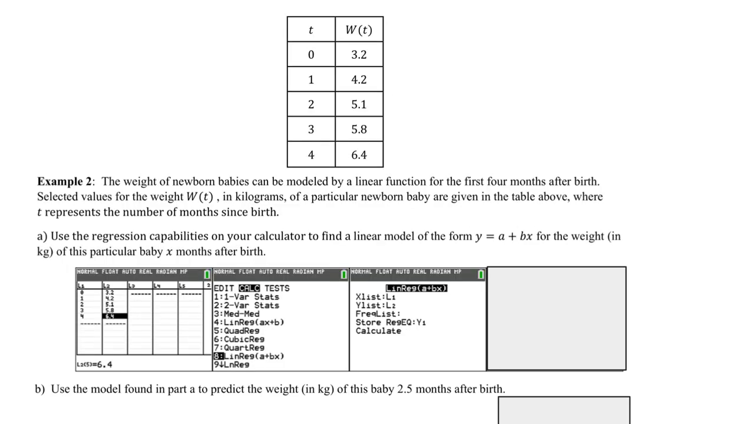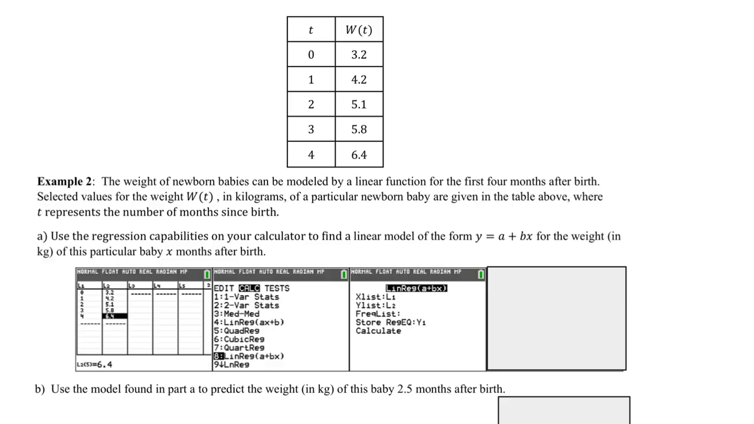All right, let's look at example 2. So here we have a table of values, and there are the weights of newborn babies. So we're going to make a function W of t in kilograms, where t is the number of months since birth, and W is obviously the weight. Okay, so we're going to go ahead and take our calculators out. We've got to make a couple of lists. In list 1, we want those t values. In list 2, we want those W of t values, x's and y's, right?